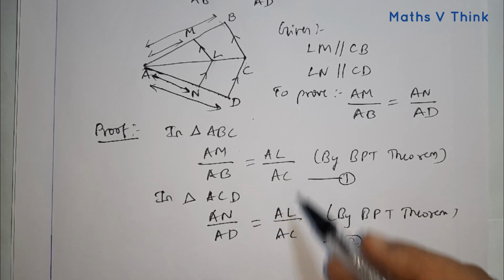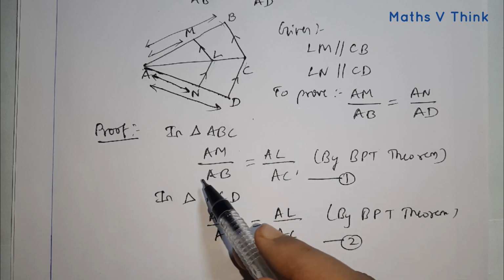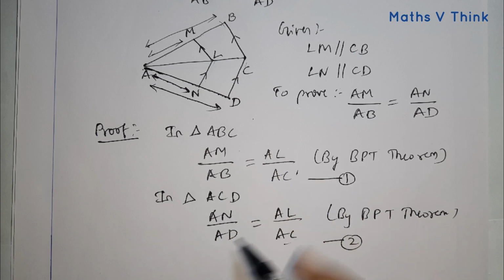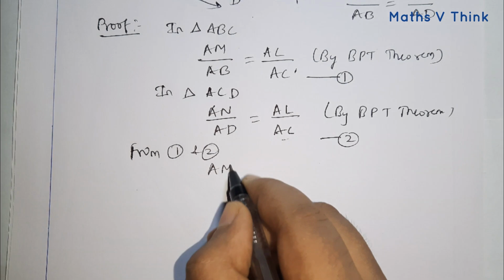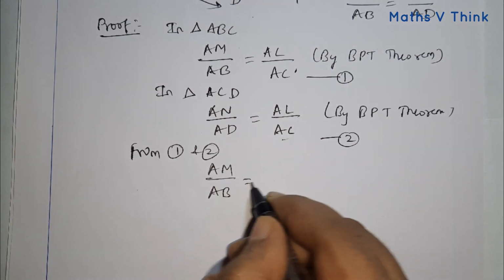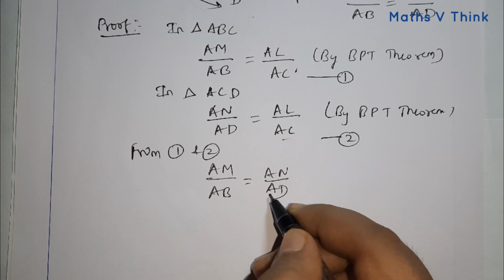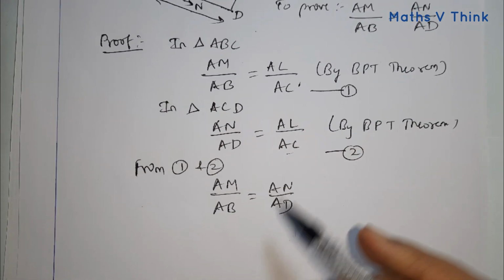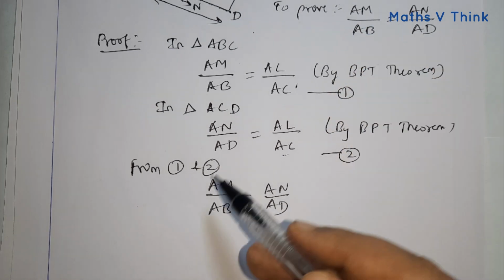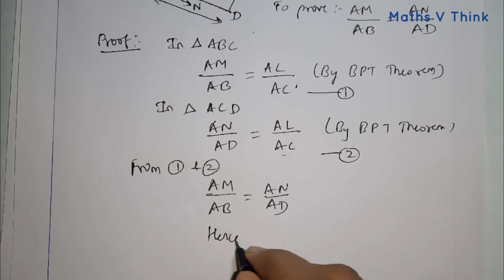Now you compare this and this, you can see the right hand side is equal. Now I can tell the left hand side also will be equal. So from 1 and 2 I can tell AM by AB is equal to AN by AD. Nothing but we got the proof. To prove, AM by AB, AN by AD. So hence proved.